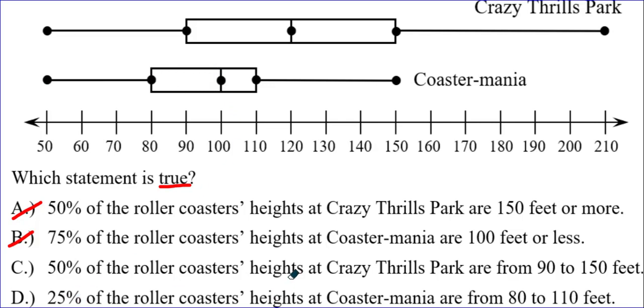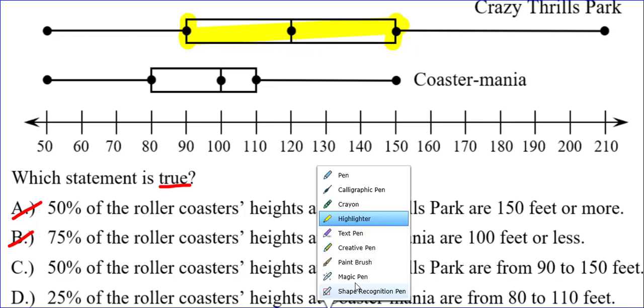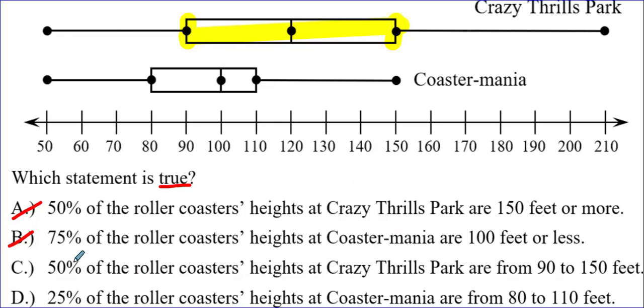All right, let's go to choice C. 50% of the roller coaster's heights at Crazy Thrills Park. Okay, we're back to the top graph. Are from 90 to 150 feet. All right, 90 to 150. Here's 90. Here's 150. What percent is this? Well, that would be 50%. Oh, well, hey, that's what they said. So right now, I'm already starting to think choice C is probably correct, unless I'm misreading something.